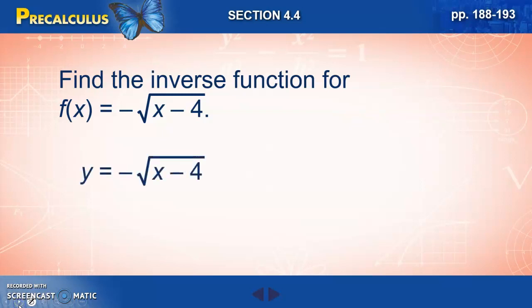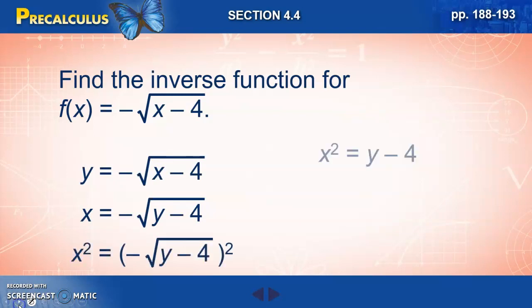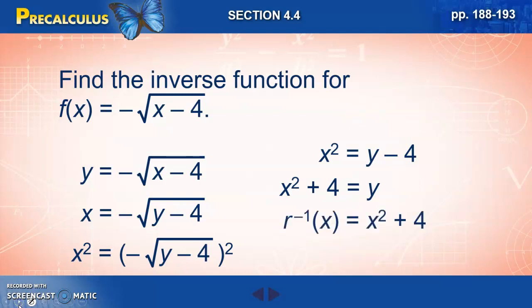Working backwards, we're going to replace our f of x with y. We're going to flip-flop our x and y and solve for y. I'm going through this very quickly. If you get lost in these algebra steps, make sure you write down the questions that you have. And we find out that y equals x squared plus 4. So the inverse relation of negative root x minus 4 is x squared plus 4. That brings us back to our original function there. Okay, but x must be less than or equal to 0. We're looking at the red portion of the graph in that case.